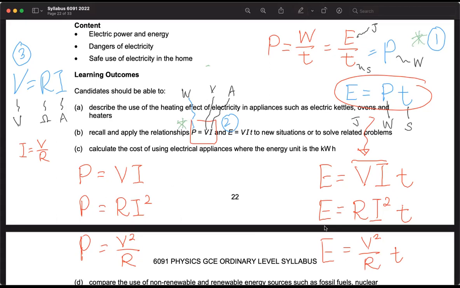Okay, all of you type out the 6 formula, the 3 power and the 3 energy formula. Okay, and show it to me.